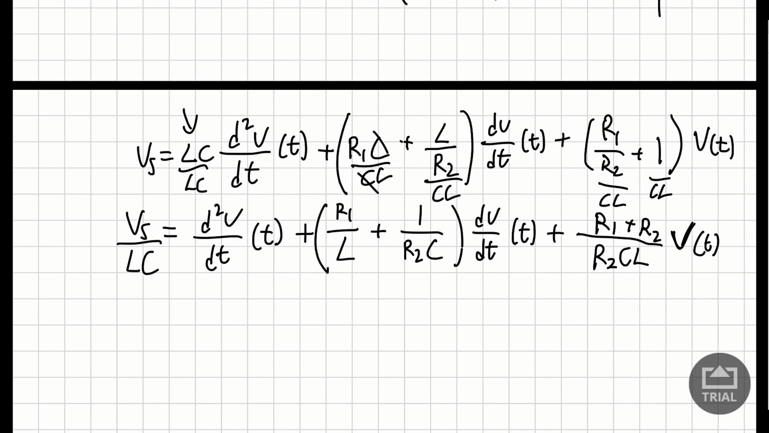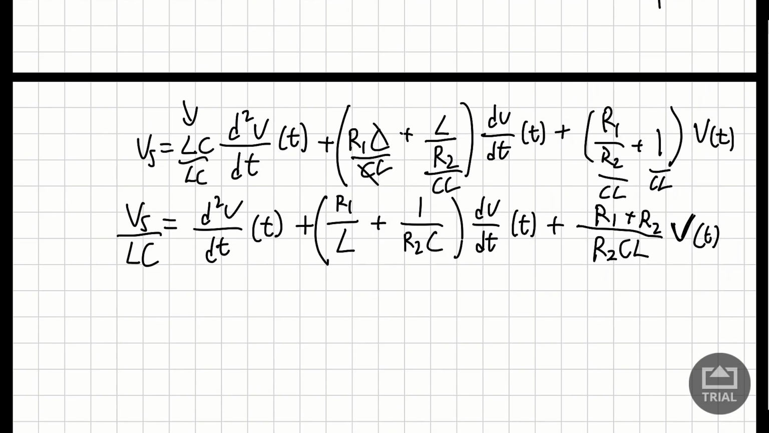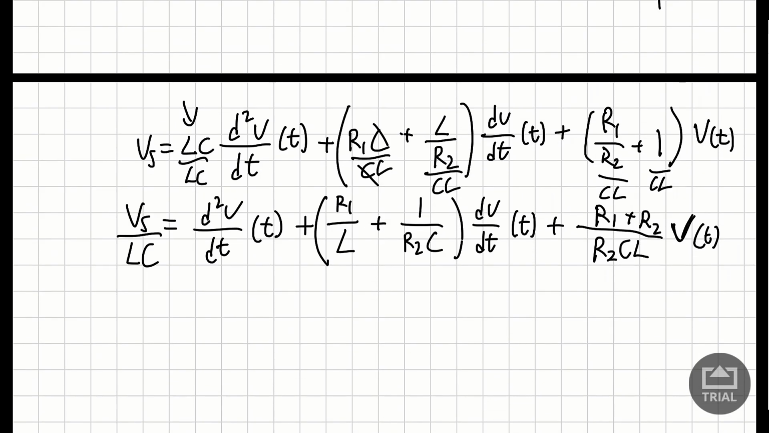With that being said, we have now made an equation that represents the output of the circuit related to the input.